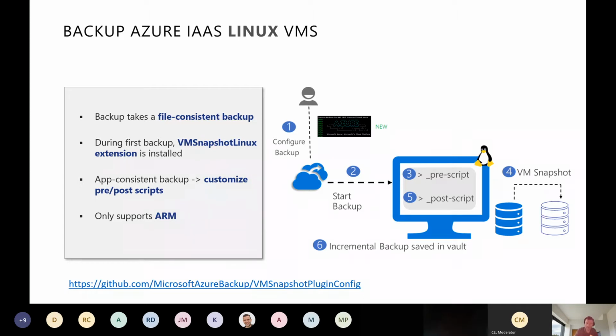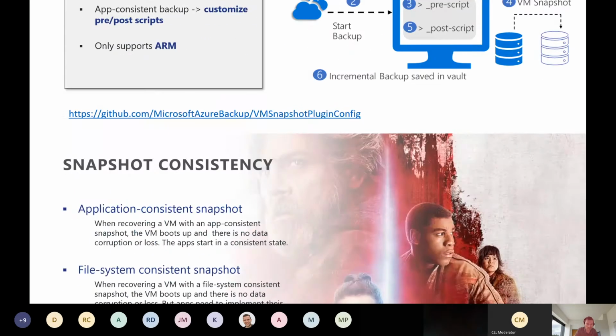Change those scripts to fit your requirements, and also keep in mind that if you're still running ASM Linux, there are still people running ASM, you cannot use Azure Backup to make a backup of those, because backing up Linux VMs is only supported for the ARM model, but probably that shouldn't be a problem for most of us.